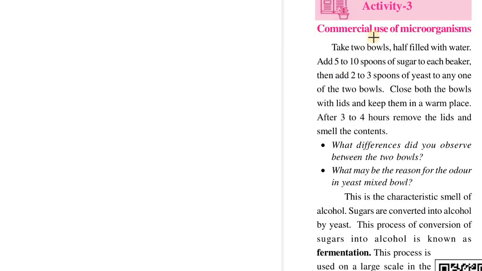Now let us look at yet another activity where we will be considering again the commercial use of microorganisms. Let us take two bowls, half filled with water. Now add 5 to 10 spoons of sugar in each of them, and then add 2 to 3 spoons of yeast to any one of the bowls. Now close both the bowls with lids and keep them in a warm place for 3 to 4 hours. This time we are just doing the activity with water plus yeast.